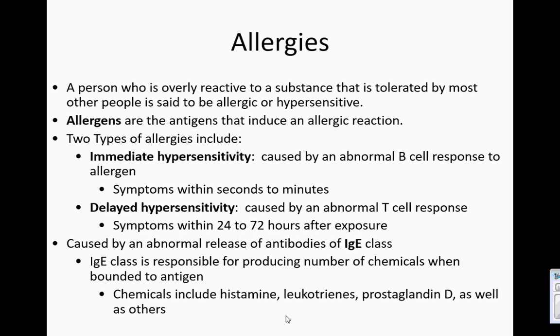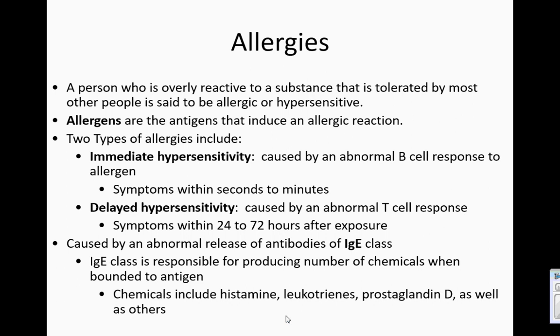Now, there are two types of allergies: immediate hypersensitivity and delayed. Immediate is caused by abnormal B cell response to allergen, and it's within seconds to minutes. Like me when I walk into my father-in-law's house, I'm within minutes sneezing and eyes watering and all sorts of other fantastic stuff. Delayed is related to abnormal T cell response, and this is much longer after exposure. Think of a situation where a person gets exposed to something and then a couple days later they notice it.